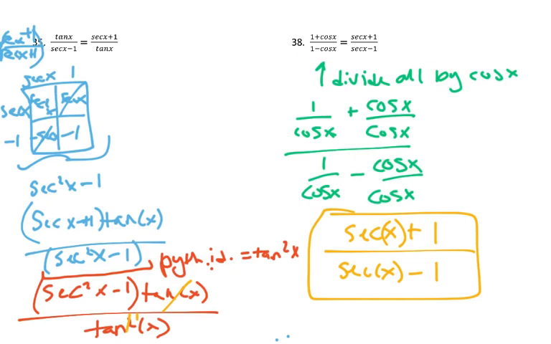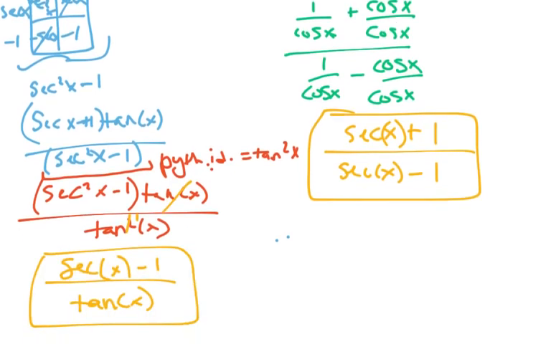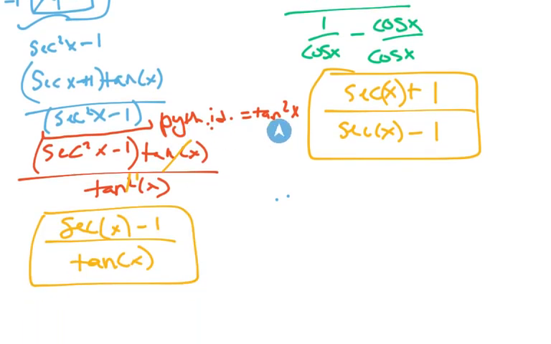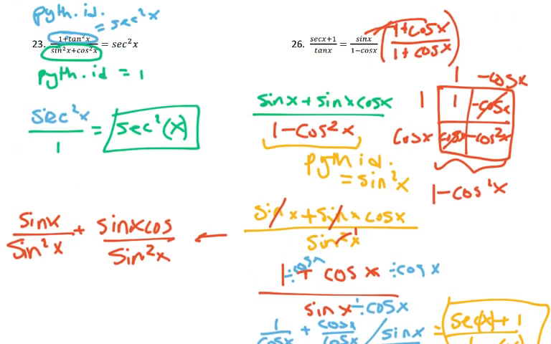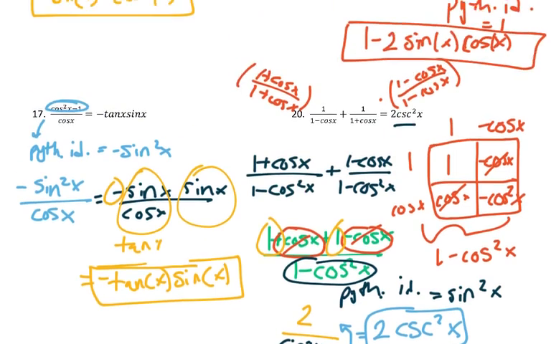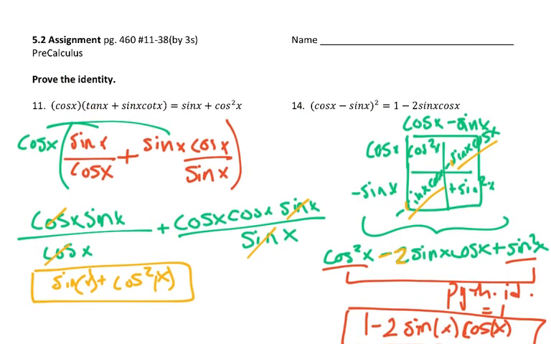Again, lots of algebra going on, but at the same time, a lot of Pythagorean identities to switch things up, and then a lot of conjugates and getting common denominators. So that, finally, is our 5-2 assignment. Hopefully that makes more sense.